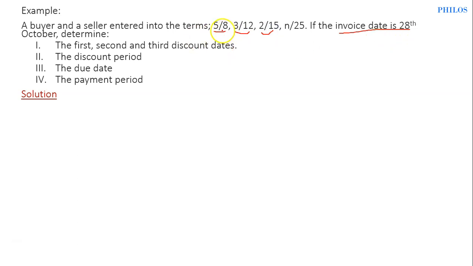To get the first discount date, the invoice date is 28th October, isn't it? Plus the number of days in the first one, which is 8. So 28 plus 8 will give you 36. We know that October is 31 days, isn't it? So take out the 31 days of October out of the 36. You'll be left with 5. So which month follows October? Is it not November? So that means 5th November. So the first discount date is 28th October plus 8 days, and that will give you the 5th November.